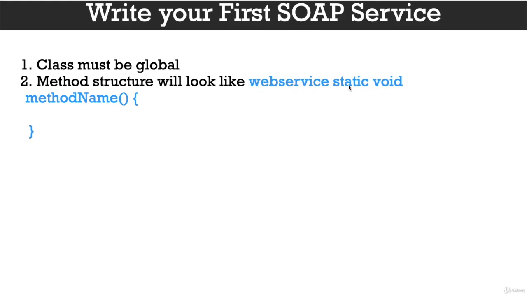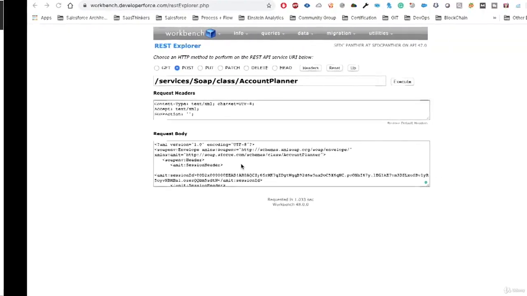These are the keywords that will always be there against a method name which we want to work as a web service. Then this is a return type which you can change. This might be a string or some other data type, or if you don't want to return anything, you can put void, and then the name of your method here. So on that note, let's quickly start building our web service.